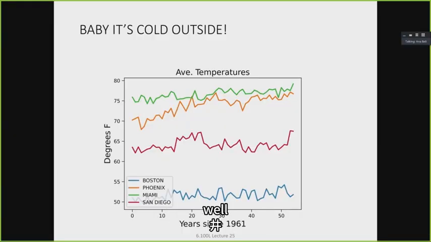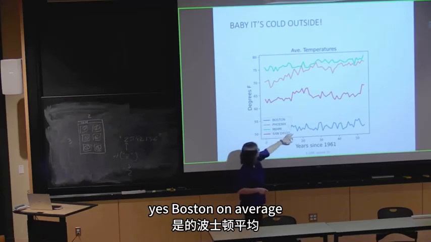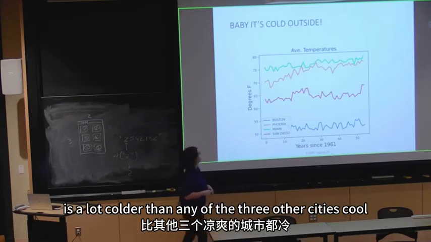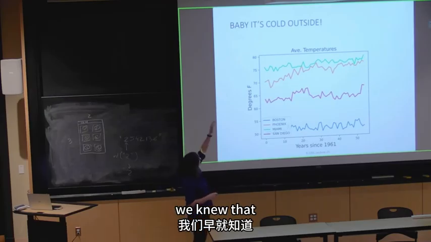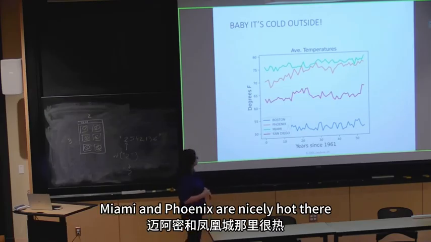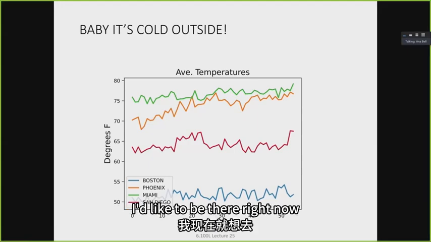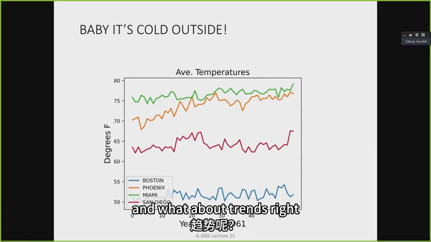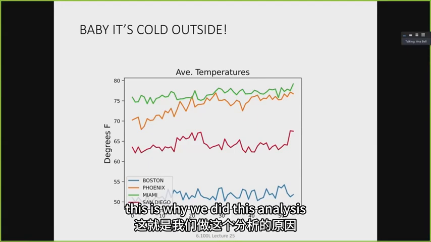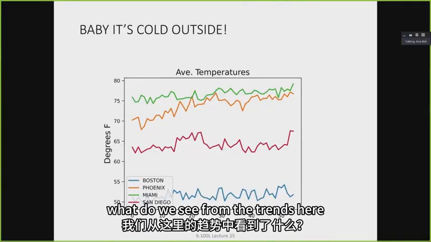What do we see? Well, yes, Boston, on average, is a lot colder than any of the 3 other cities. Cool, we knew that. Miami and Phoenix are nicely hot there. I'd like to be there right now. And what about trends? This is why we did this analysis. What do we see from the trends here?